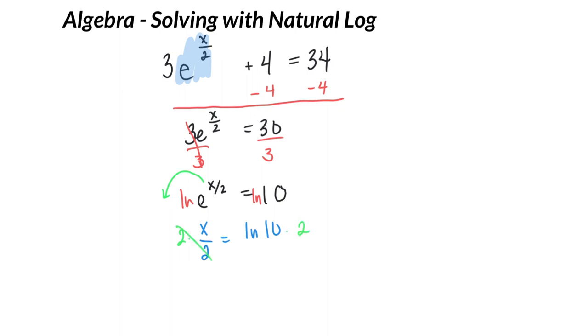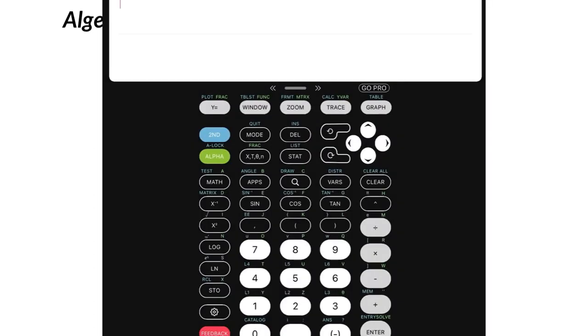Now, again, we've got to be careful here of our notation. It's the natural log of 10 and then times 2. Let's type that in. So we have the natural log of 10 and then multiplied by 2. So we've got to get out of those parentheses in order to get this correct.